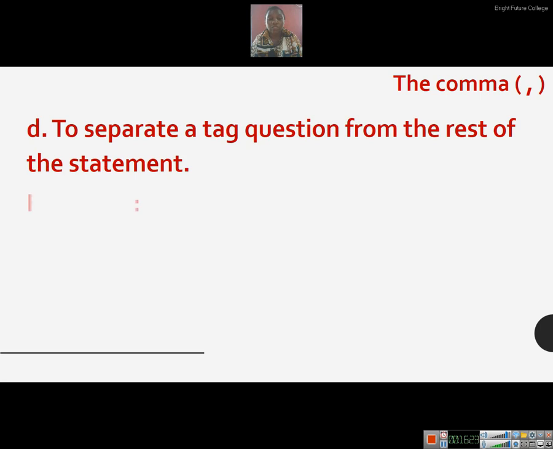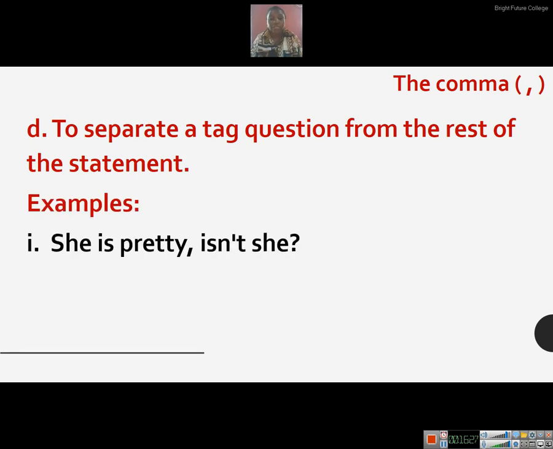Now the comma is also used to separate a tag question from the rest of the statement. This is talking about question tags. When we have a question tag, we'll have a statement, we have the tag question, and then we also have the answer tag. So we use the comma to separate the statement from the tag.